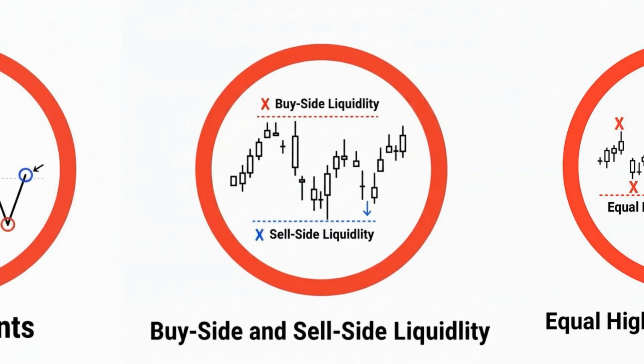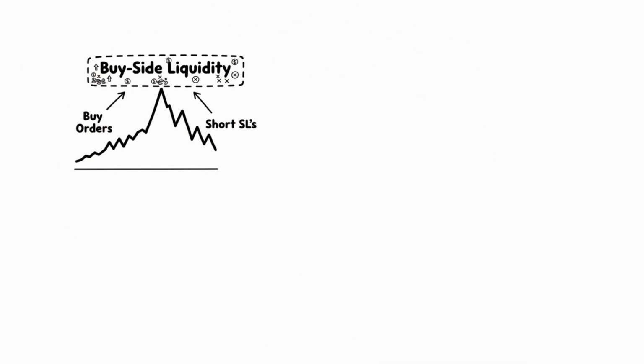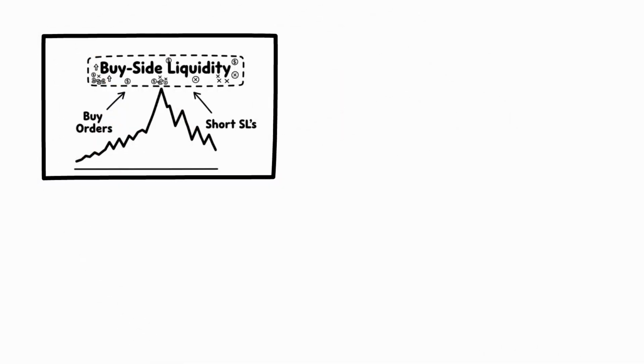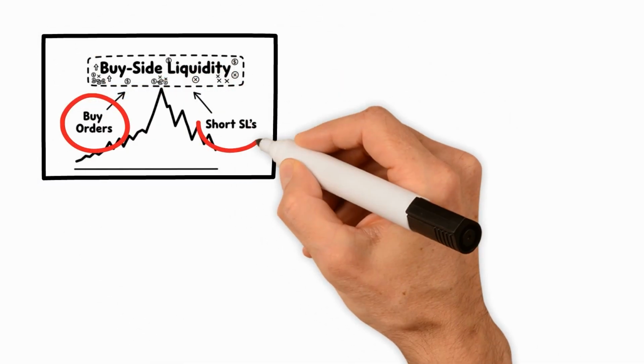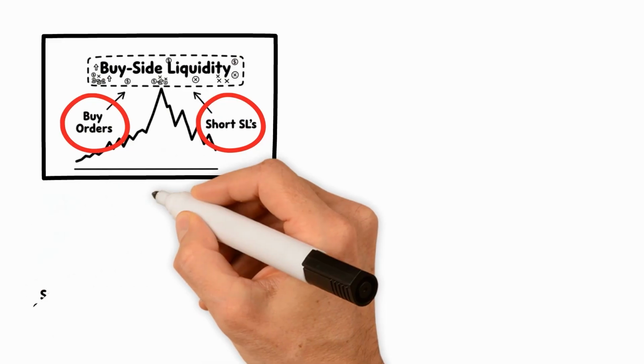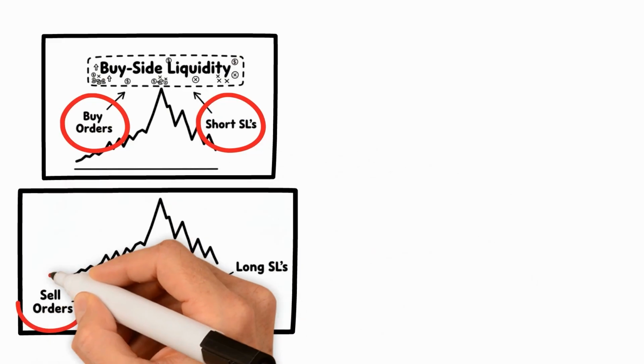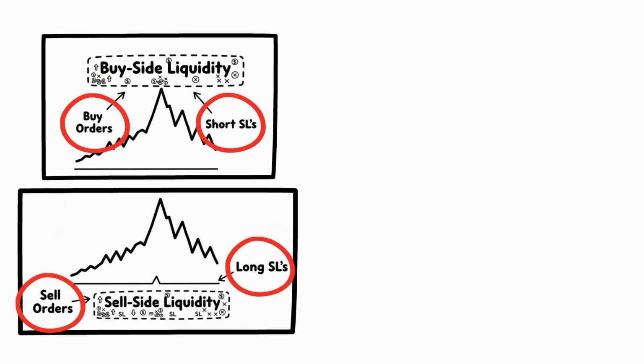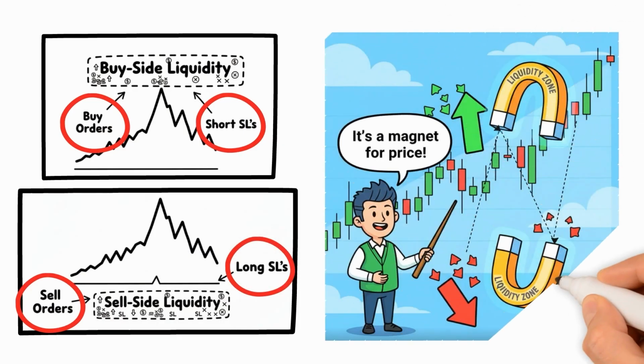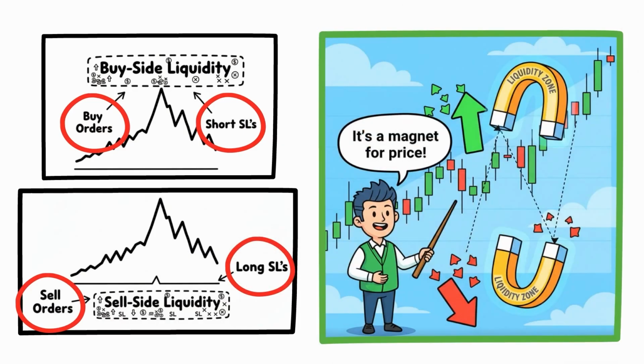Buy-side and sell-side liquidity. Buy-side liquidity exists above swing highs where breakout buy orders and short stop losses pile up. Sell-side liquidity exists below swing lows where breakout sell orders and long stop losses accumulate. These areas become magnets for price because that's where most retail orders sit.